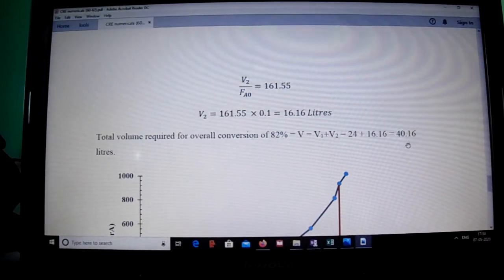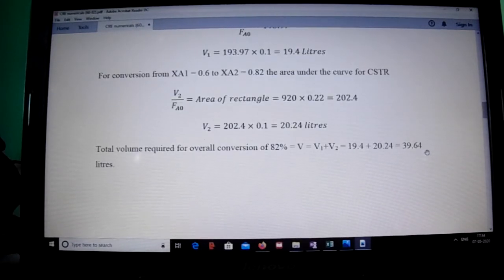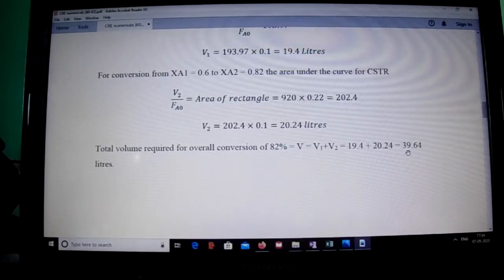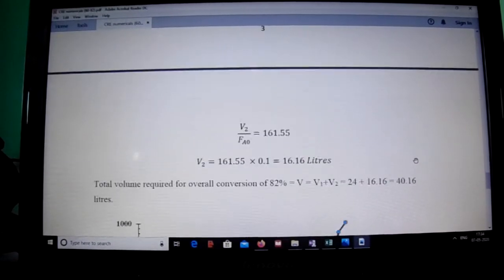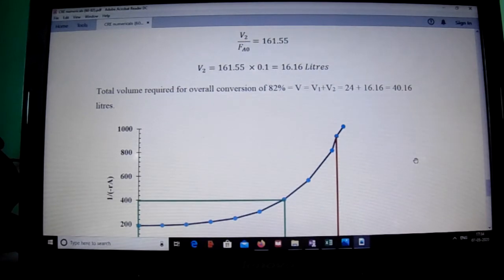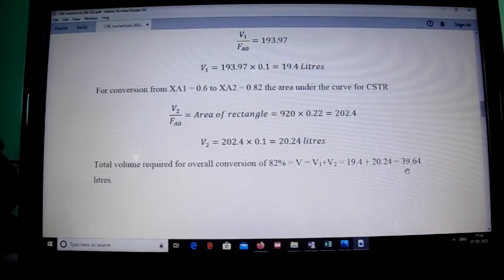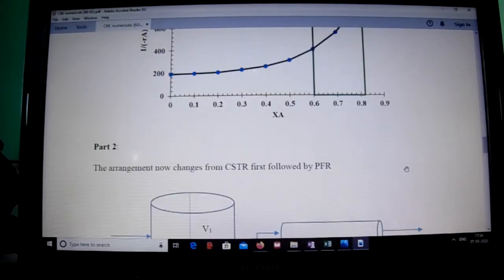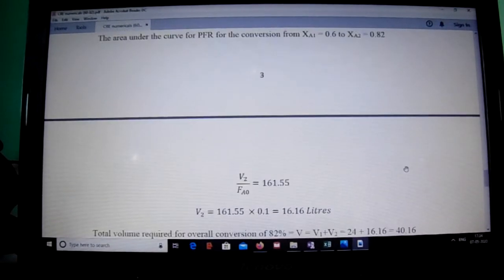If you just check 40.16 and over here the volume is 39.64. Definitely, in numerical terms 39.64 is lesser compared to 40.16. But that is not a high or significant difference, you can say, right? Whether it is 40.16 or 39.64, it's approximately 40 liters. So definitely both the combinations can work, either PFR followed by CSTR or CSTR followed by PFR. So such problems can be tricky.